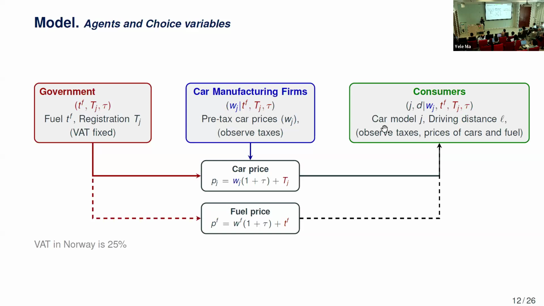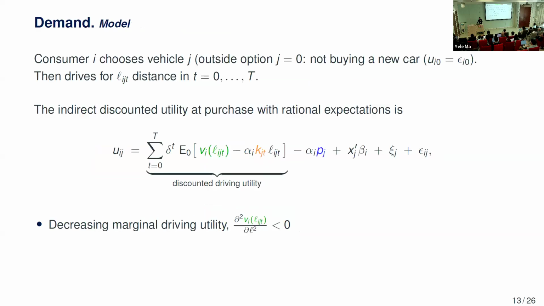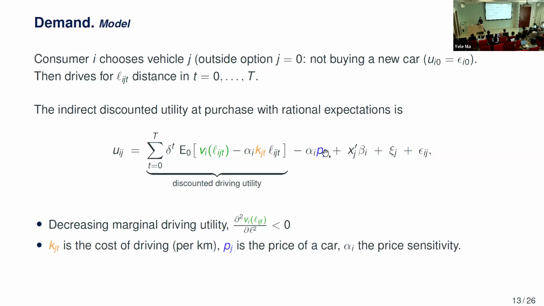And then the consumers: we're going to be thinking about consumers that make two choices, the driving and then the car choice that they want to make. So this is the formula for the driving utility. As you can see in the expectations, we have the discounted driving utility, and then we have alpha, the price sensitivity, the price of the car, and K, the cost per kilometer of driving. And then finally, we have some unobserved demand shock and the error term.